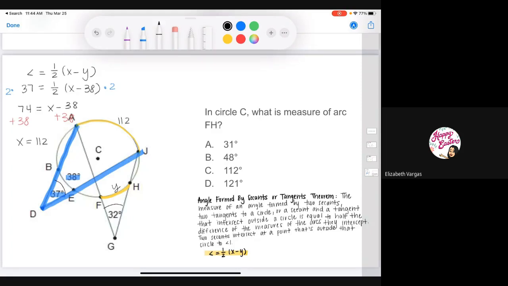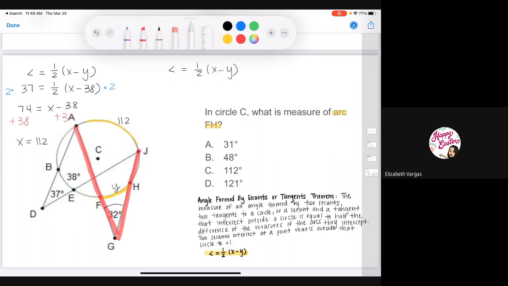Well, now that I have that information, I can go ahead and solve for my missing y, my arc FH. So I can look at this angle formed by 2 secants right here. Again, I would just use the formula. The angle is equal to 1/2 x minus y. I know I can use this formula because I have 2 secants that form an angle.